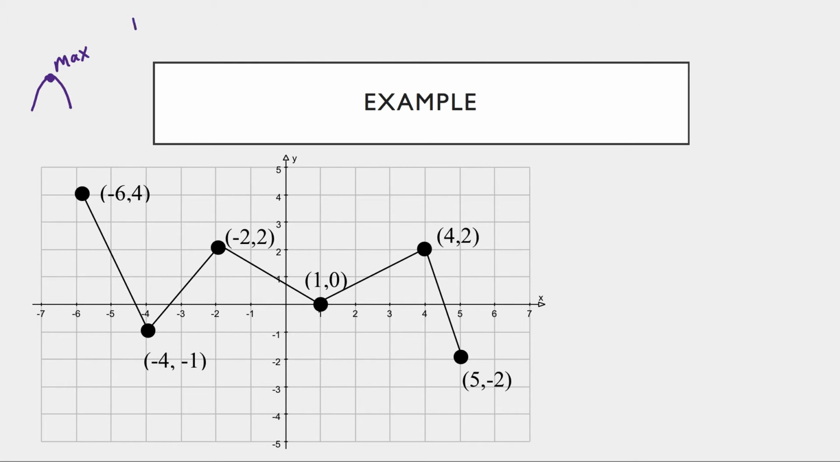If on the left side you're decreasing and on the right side you're increasing, then you have a bottom point, which we're going to refer to as a minimum. So we can pretty easily identify that type of behavior by looking at our graph.